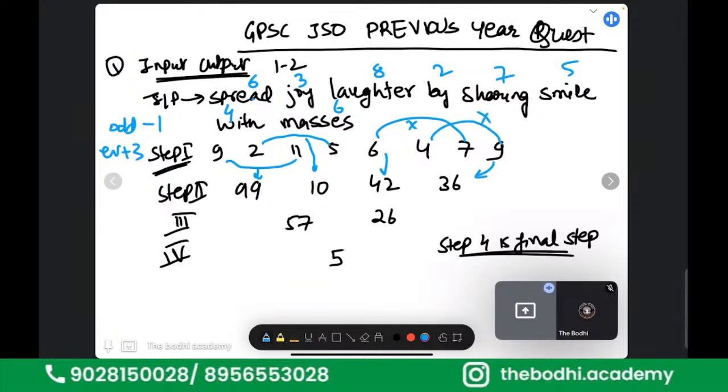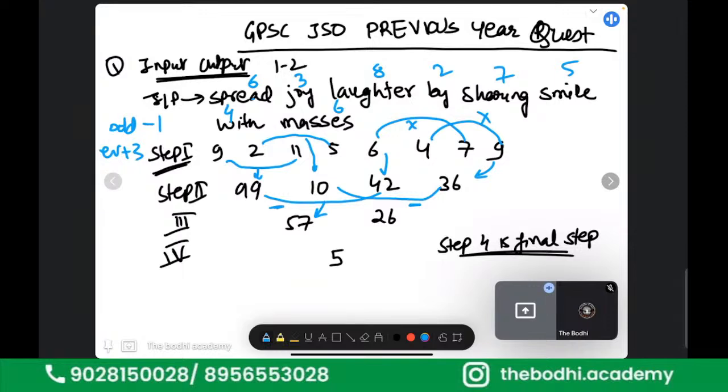Step 2 was very simple. Looking at the numbers, we come to know. Step 3 from step 2 is also very easy. If you do 99 minus 42, subtraction, we get 57. If we do 36 minus 10, subtraction, we get 26. So subtract the alternate numbers, first and third, then second and fourth.